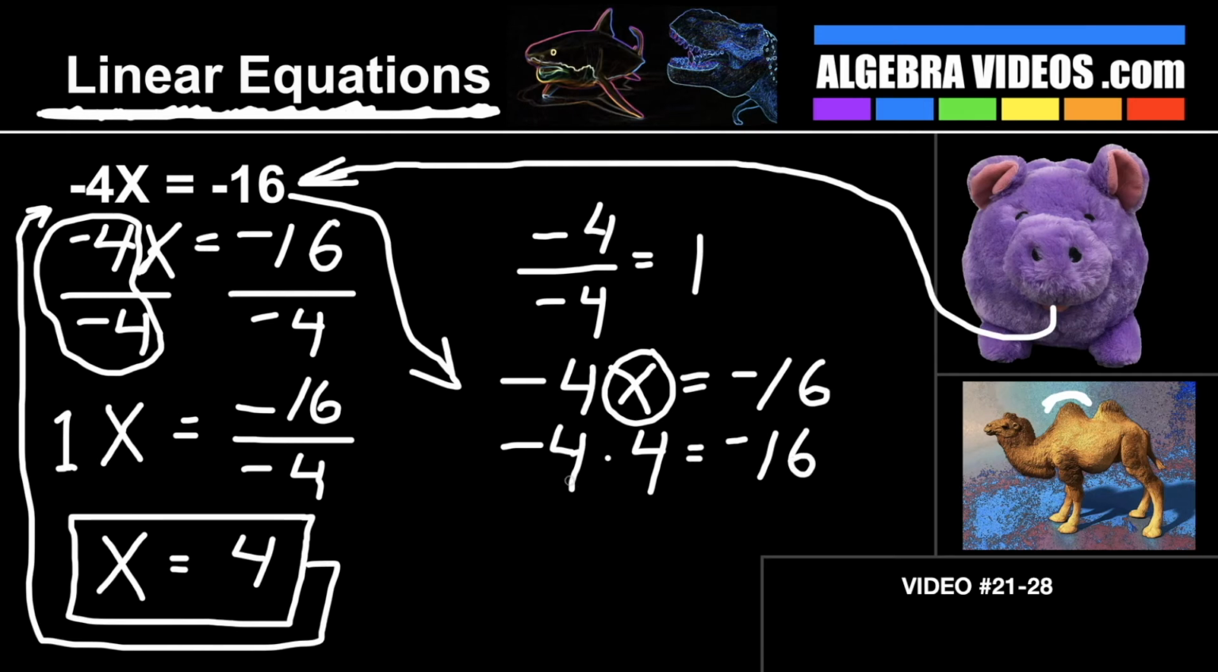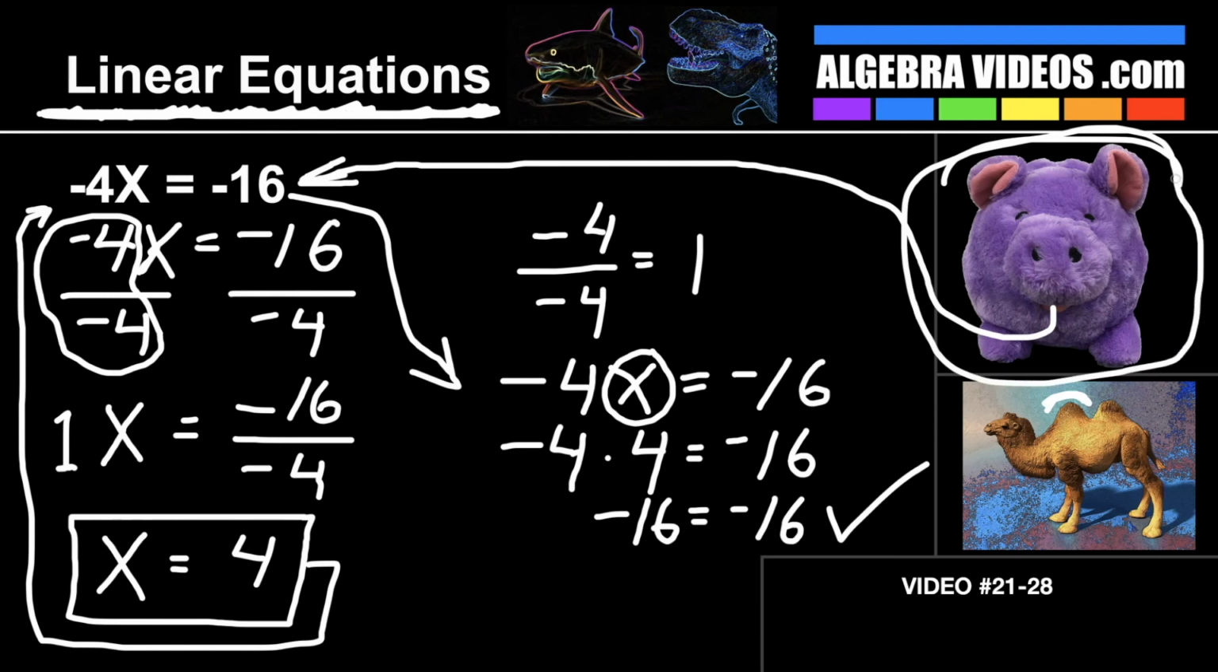And let's see if this is true. Negative 4 times 4. Well, that's negative 16, right? Equals, and on the other side, we're just rewriting negative 16. Well, that's true. This whole thing is true, right? I'm going to give it a big check mark. And that means our solution of x equals 4 is correct. And so Mr. Fluffy Piggy is happy, right? We just worked the problem, and that gets us over the second hump. So I'm going to give us an A+.